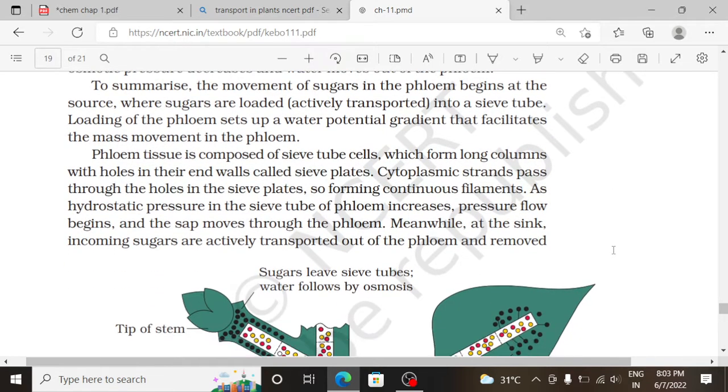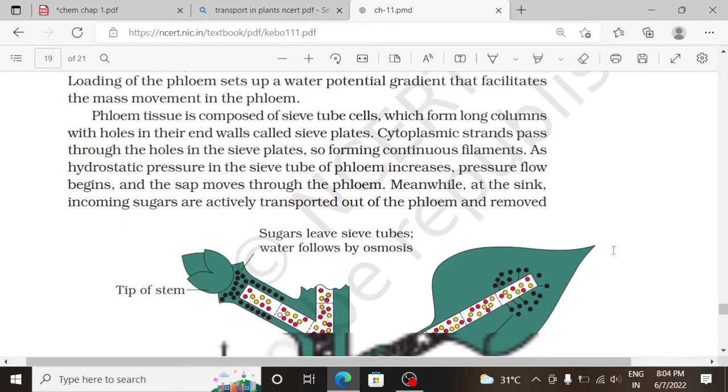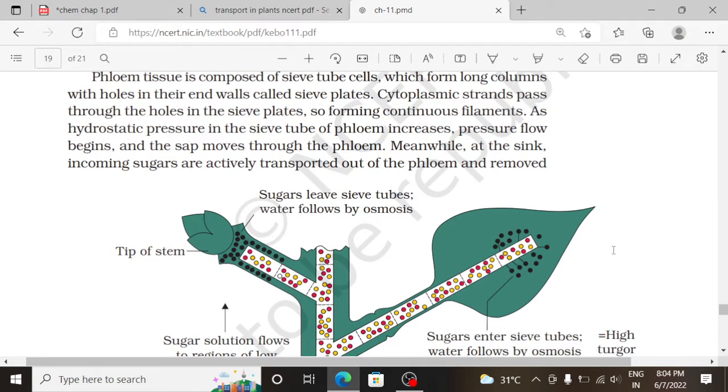To summarize, the movement of sugars in the phloem begins at the source where sugars are loaded, that is actively transported into a sieve tube. Loading of the phloem sets up a water potential gradient that facilitates the mass movement in the phloem. Phloem tissue is composed of sieve tube cells, which form long columns with holes in their end walls called sieve plates. Cytoplasmic strands pass through the holes in the sieve plates, so forming continuous filaments. As hydrostatic pressure in the sieve tube of phloem increases, pressure flow begins and the sap moves through the phloem.